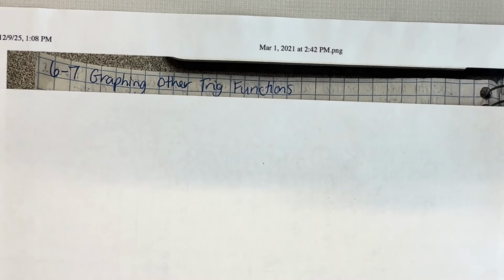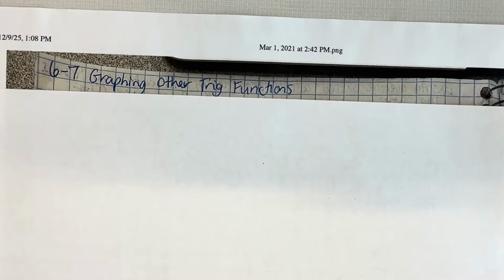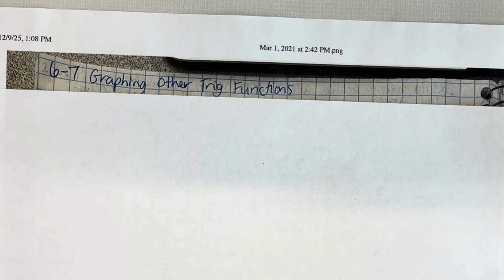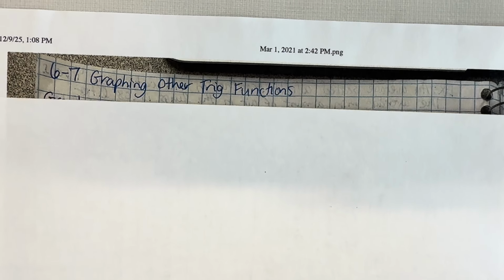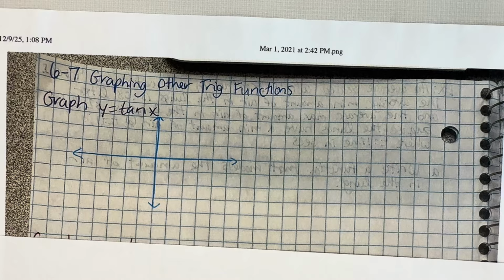All right, we're going to talk about 6-7, graphing other trig functions. So far we've talked about how to graph sine and cosine. In this video, we're going to talk about all the others, what their graphs look like, etc. So my first one is tangent.